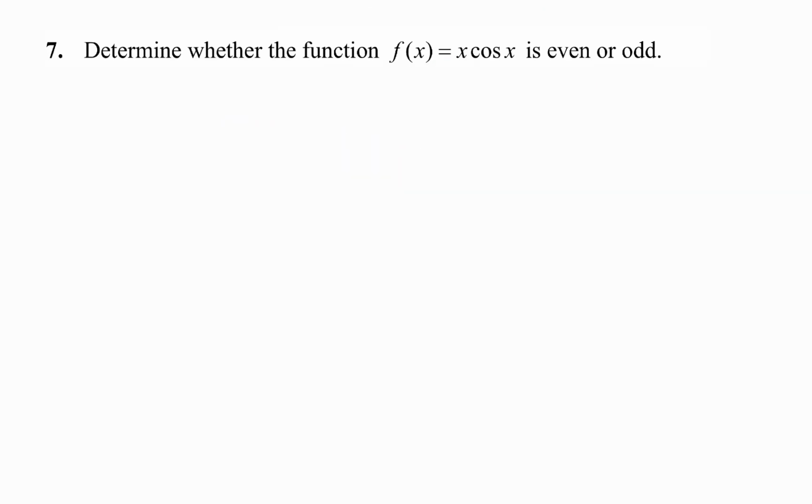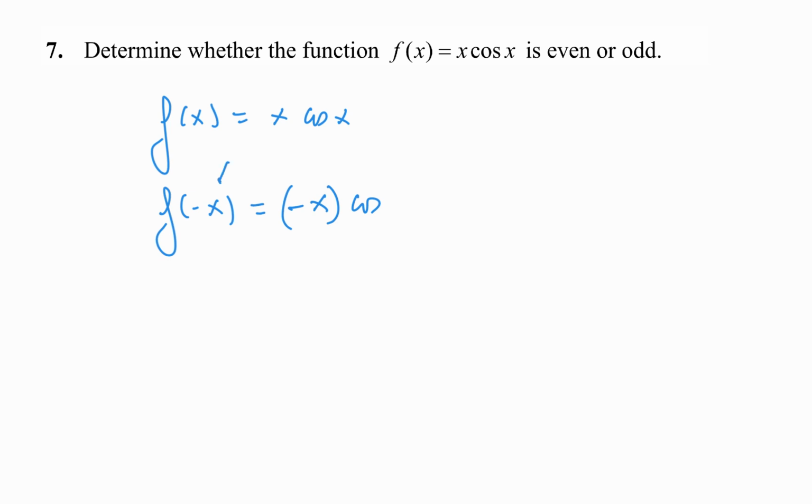Now we do the same thing. Who is f of x? In this problem, f of x is x cosine of x. f of x is x cosine of x. Who is f of minus x? We replace x by minus x. Replace x cosine of the value that is here, of minus x. Now it happens that cosine of minus x is equal to cosine of x. So it's minus x cosine of x.